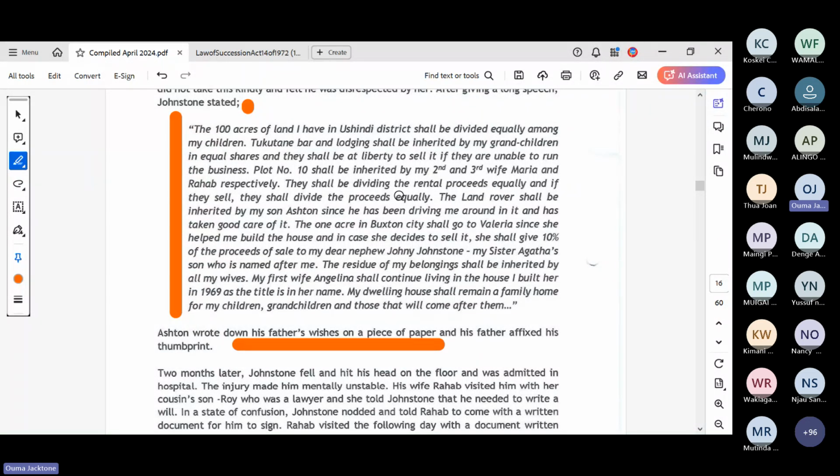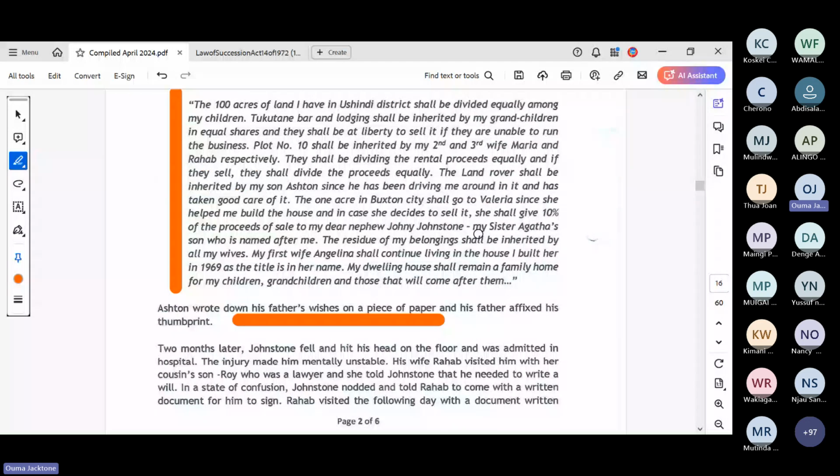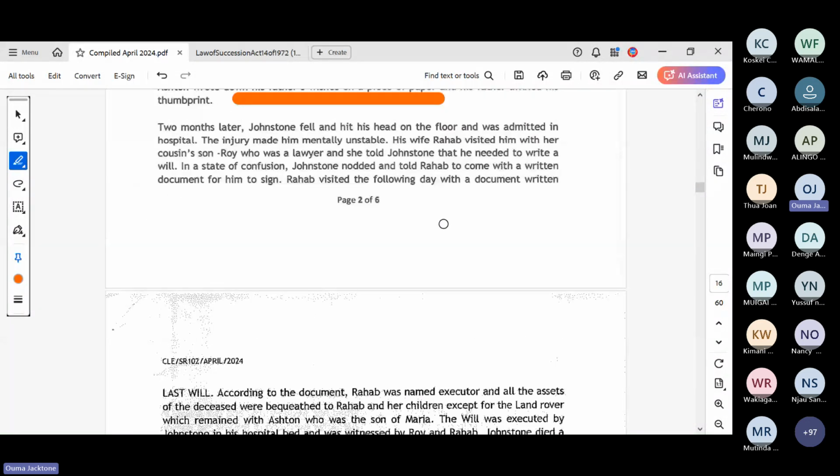No, that is still an oral will. So that answers the question of the first will, the will dated the 20th of August 2014. Now, let us go to the second will. That is the will dated... Are we given the date?